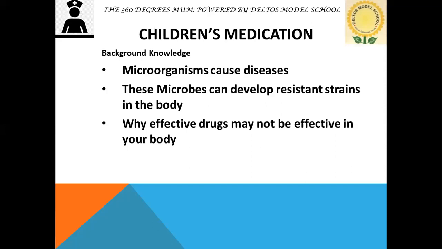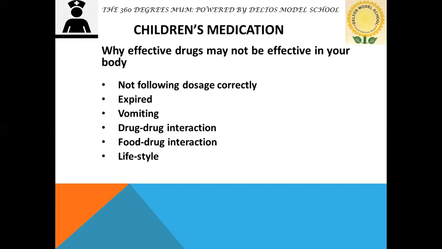Or you are not giving underdose, but the child is vomiting the drug, or you are missing doses. This can lead to resistant strains. Not following dosage correctly can be a problem for the child. You need to follow the dosage correctly. When the drug is expired, it's another problem. It will not work in the child's body. And you kept on wondering why the drug is not working. Did you check the expiry date of that drug? Even if you collect a drug from the hospital, you need to still check, as a mother, do due diligence. How much more if you bought it somewhere else?